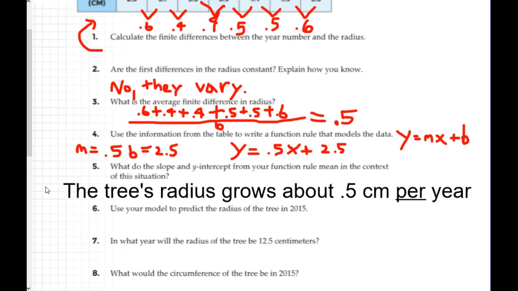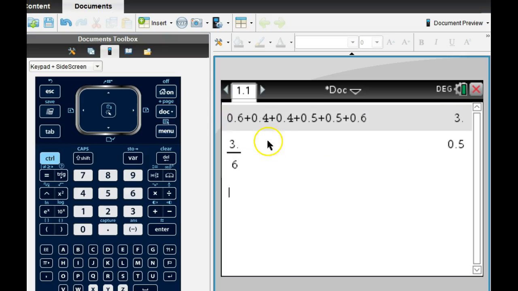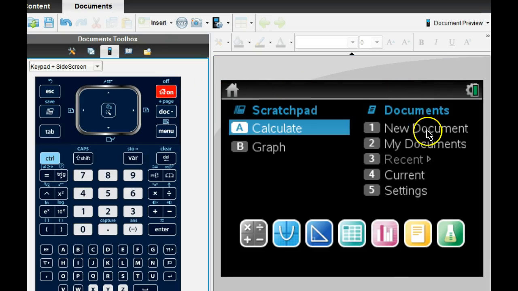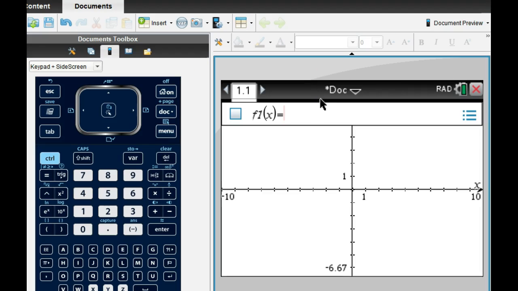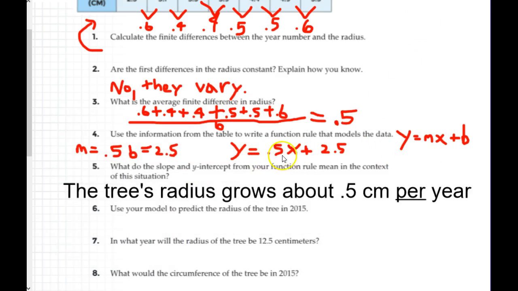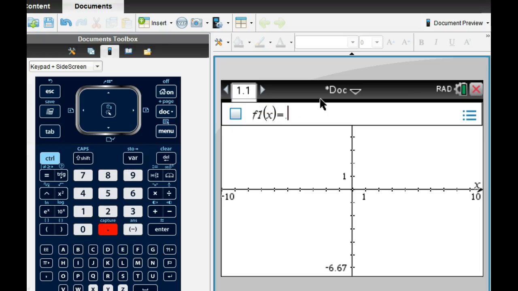So, we're going to use the model to predict the radius of the tree in 2015. So, do y'all know how to take an equation like this and turn it into a table? This is something you would have done in Algebra 1. How do you take an equation, turn it into a table? Okay, calculator, right? So let's go to our calculator. Let's go to graph. So do a new document. Don't save. And let's go to graph. Let's type in 0.5x plus 2.5.